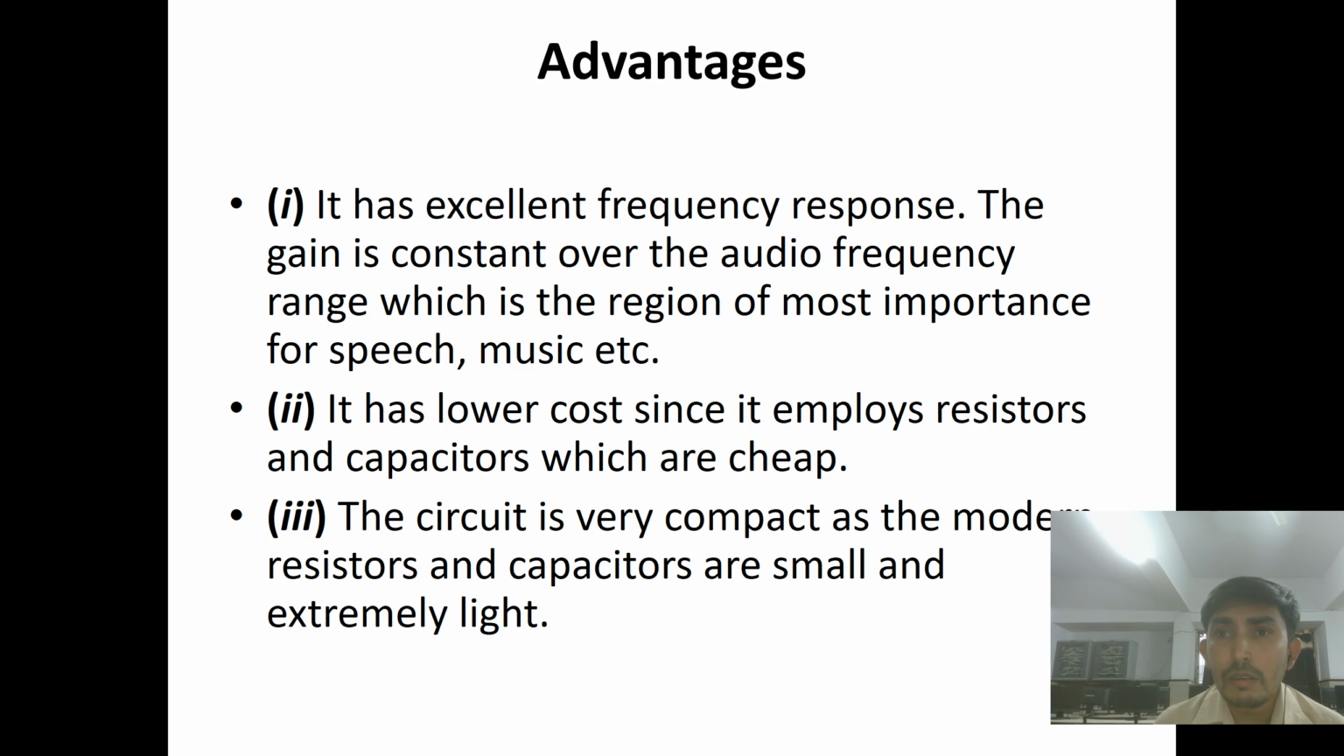Advantage: we know very well that our audio frequency range is 20 hertz to 20 kilohertz. For that frequency range, your gain remains almost constant, so we can say that such amplifiers can be used for speech, music, etc. Then, we know this consists only of resistors and capacitors and one active device, the transistor, and they all have very low cost. So we can say that this is very cheap.